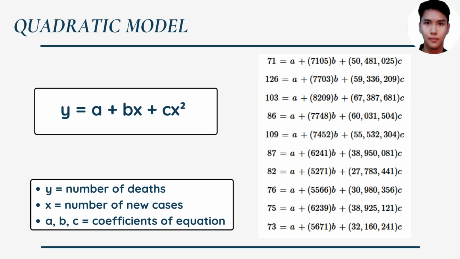We will be using the quadratic equation, which is y equals a plus bx plus cx squared. The variable y is the number of deaths, the variable x equals the number of new cases, and the variables a, b, and c equal the coefficients of the equation. On our right side, you will see that we have inputted the values of y and x into our equation, totaling 10 equations.